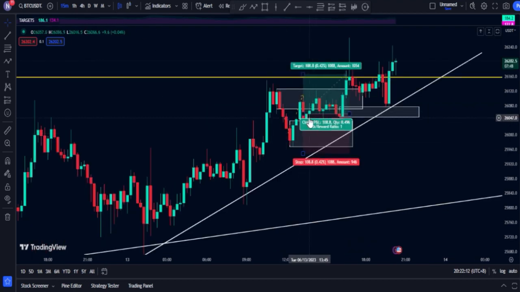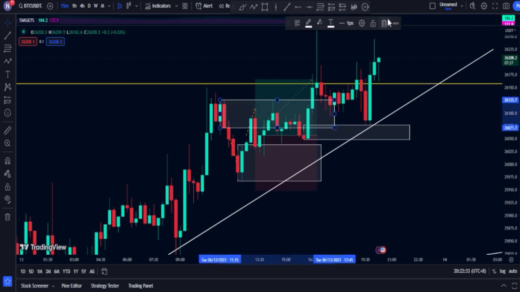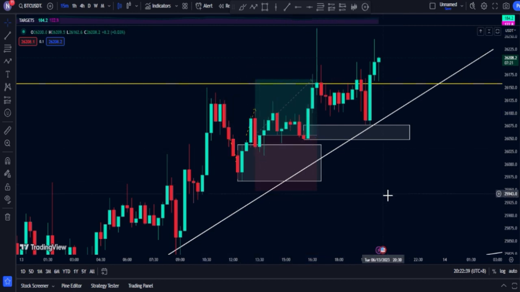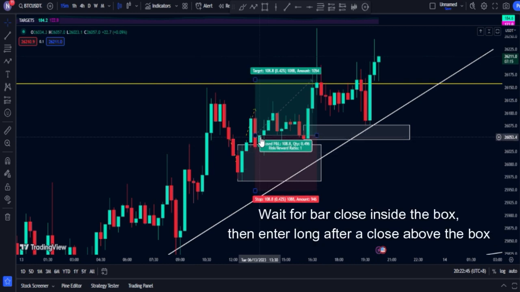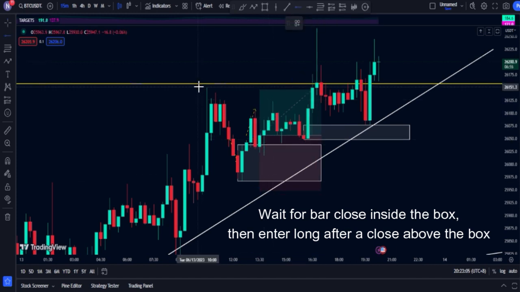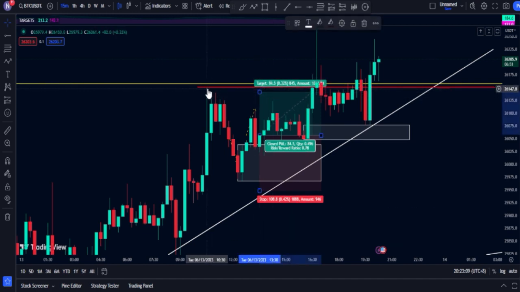So considering that the market is in an uptrend, we are going to be invalidating this supply zone. Now that we have all our conditions met, make sure that you enter after a bar close in here. That's going to be a 15-minute candle. Enter a long position. So in this case, we're going to have our take profit before we hit this level and our stop loss on this swing low.